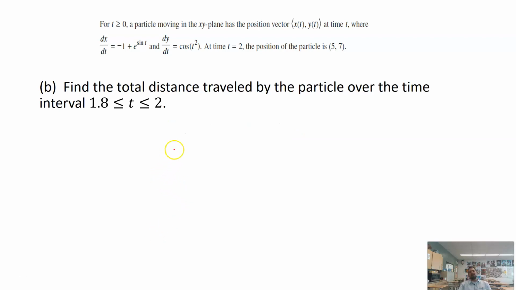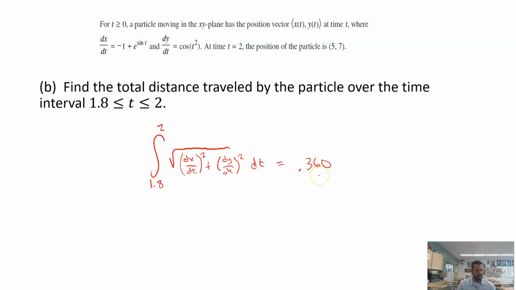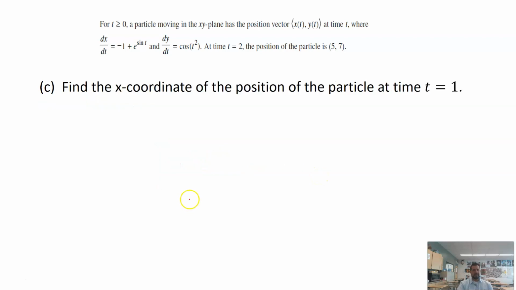Letter B wants to know what is the total distance traveled on the interval from 1.8 to 2. Well, remember, our total distance traveled is just the integral from a to b of the square root of (dx/dt) squared plus (dy/dt) squared, and we've got a dt on the end. When you put that into your calculator, if you do it correctly, you get 0.360 for letter B.